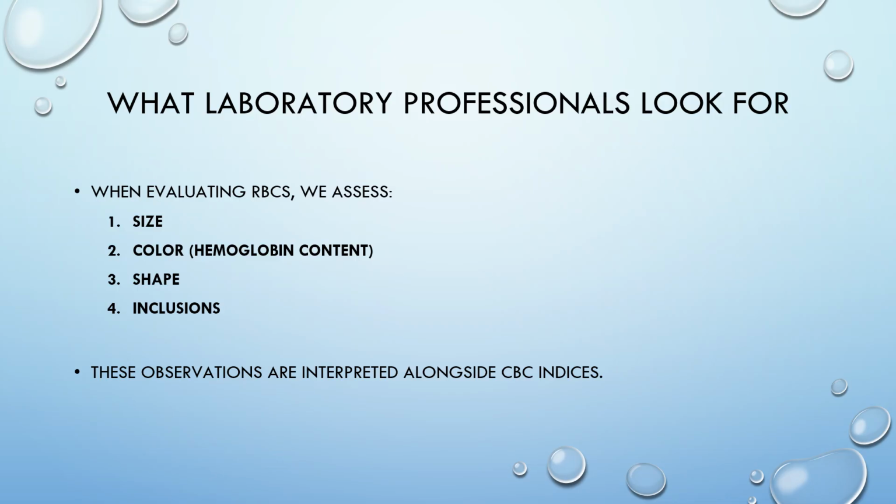And fourth is inclusions. Sometimes red blood cells contain visible internal structures, remnants of nuclei, iron granules, or damaged hemoglobin. These inclusions can tell us a lot about red blood cell development and metabolic processes.